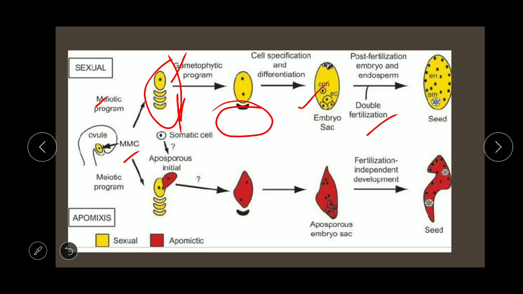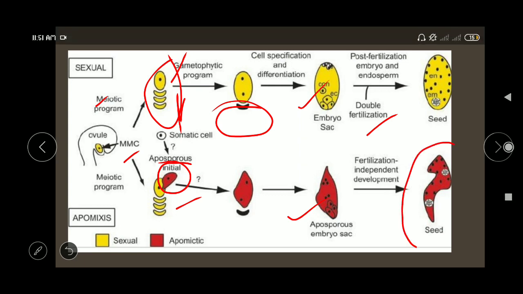However, in apospory, or apomixis, you can see what happens. One of the aposporous initials, shown in red to distinguish it, remains in the diploid state and then forms the aposporous embryo sac, that is, a diploid embryo sac. Fertilization is not necessary here, because fertilization is to ensure ploidy, but here the ploidy is already 2n. So the seed is formed from the embryo sac or from the embryo.